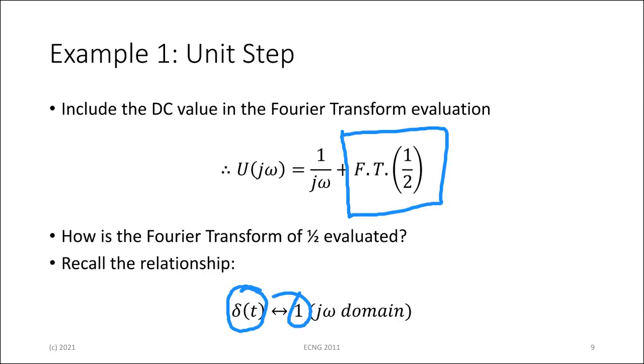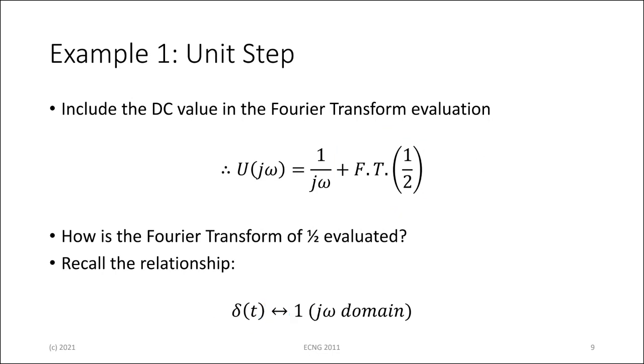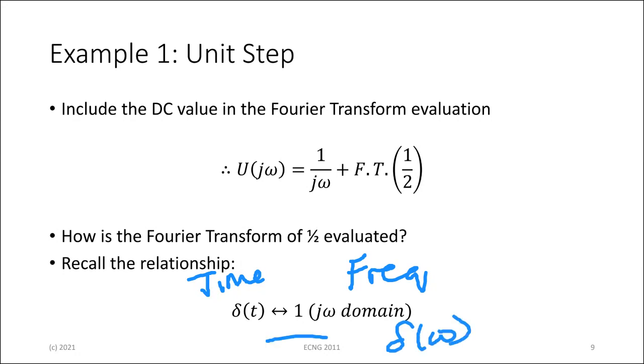Let me just backtrack here. So I'm asking a question. Delta t in time gives me a 1 in frequency. What does delta omega in frequency give me back in time?